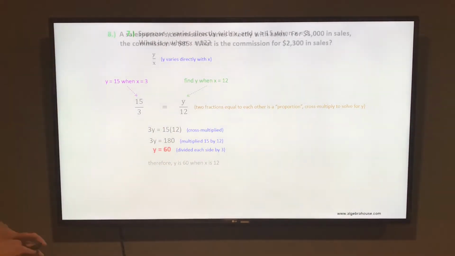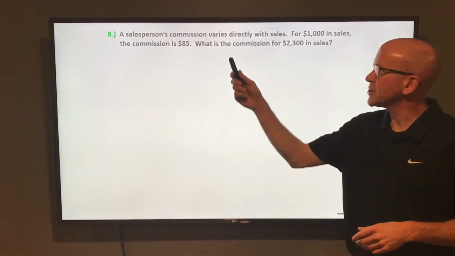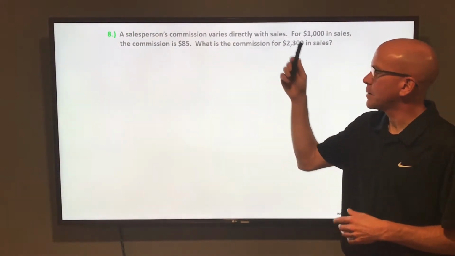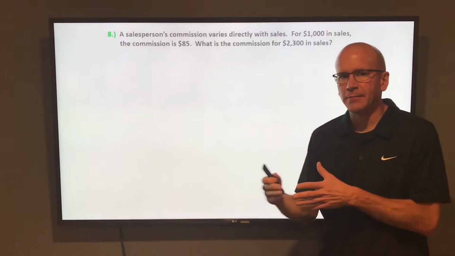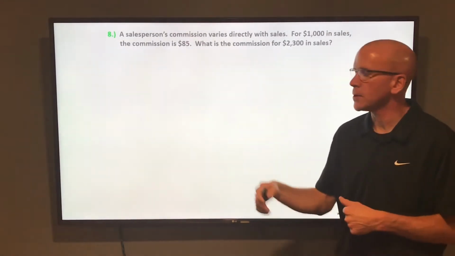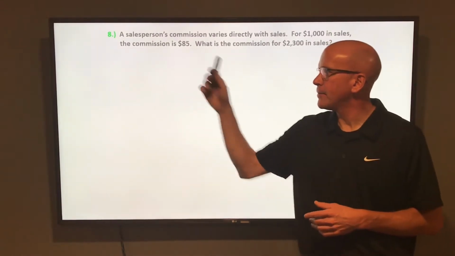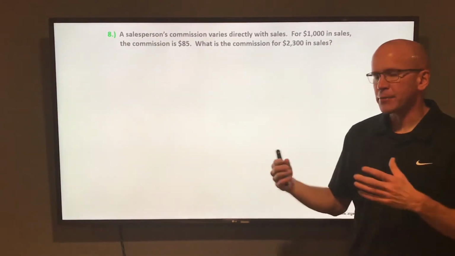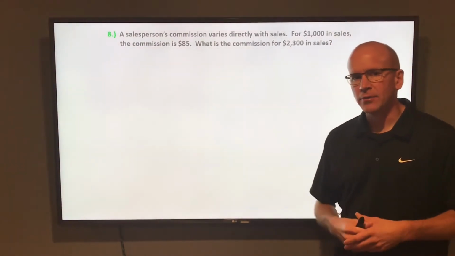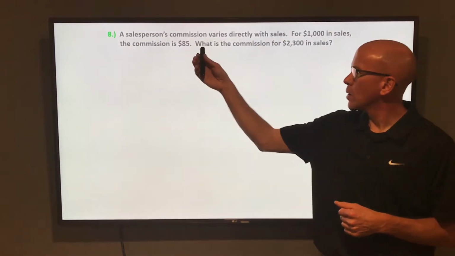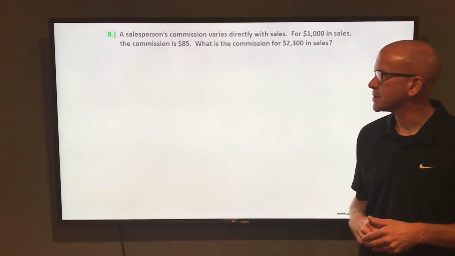A salesperson's commission varies directly with sales. Remember, commission is an amount they get for making so many sales, a percentage usually. For $1,000 in sales, the commission is $85. So if they make $1,000 in sales, they get $85 included in their paycheck. What is the commission for $2,300 in sales?